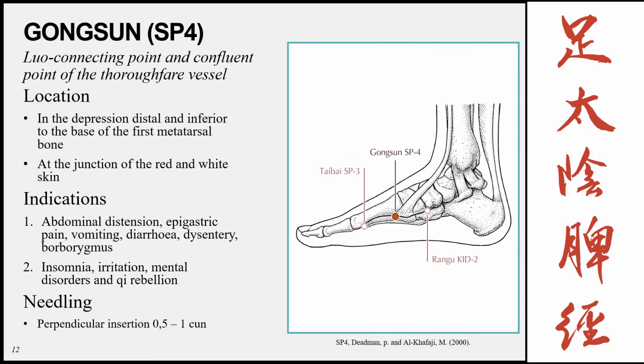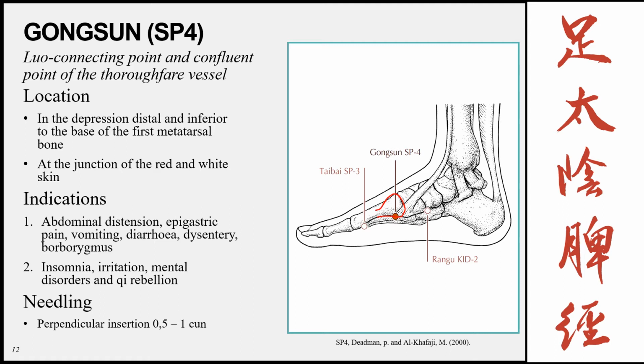The next point is Gongsun, spleen 4. This point is a luo connecting point and confluent point of the thoroughfare vessel. It is located in the depression, distal and inferior to the base of the first metatarsal bone, at the junction of the red and white skin. So similar to spleen 2 and spleen 3, it's at the junction of the red and white skin. But here we are at the base of the first metatarsal, instead of at the metatarsophalangeal joint. So this is the base, referring to this portion.